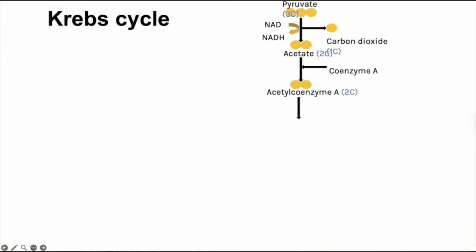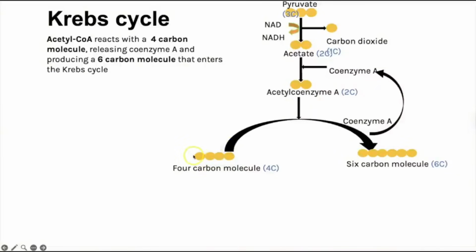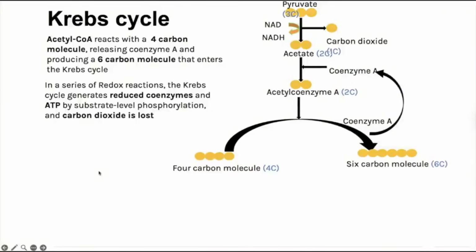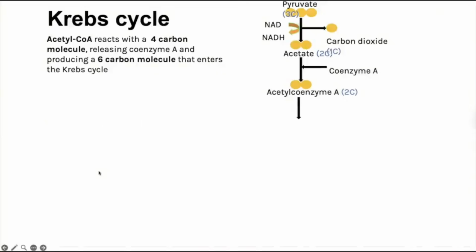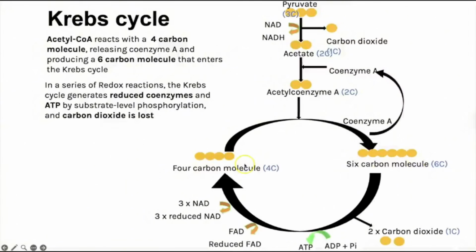The Krebs cycle then, and this is actually just showing you the link reaction leading into the Krebs cycle. Acetyl-CoA is going to combine with a 4 carbon molecule. So we've got 4 plus 2, that makes a 6 carbon molecule. And once that has happened, coenzyme A is released and it can be reused in the link reaction. We then have a series of redox reactions where we go from having a 6 carbon molecule back to the 4 carbon molecule. And you don't need to know all of the intermediates.